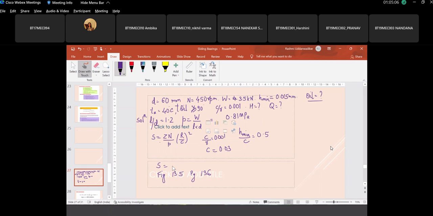For the Sommerfeld number, the first vertical line is 1 into 10 raised to minus 2, next is 2, 10 raised to minus 2, 6, 8, and then it is 10 raised to minus 1, 2, 10 raised to minus 1, likewise. You have to read it likewise. What is the value of Sommerfeld number?